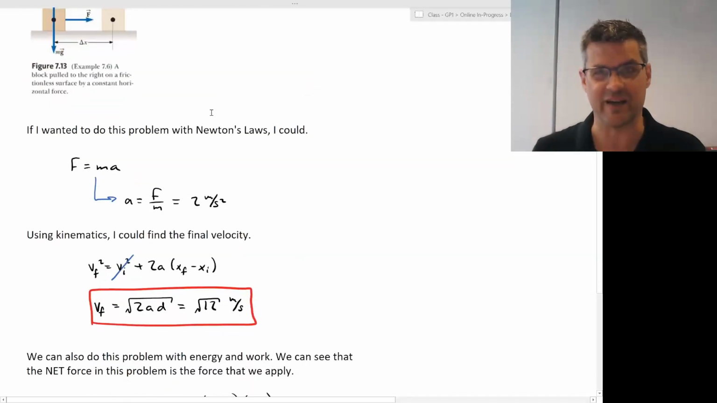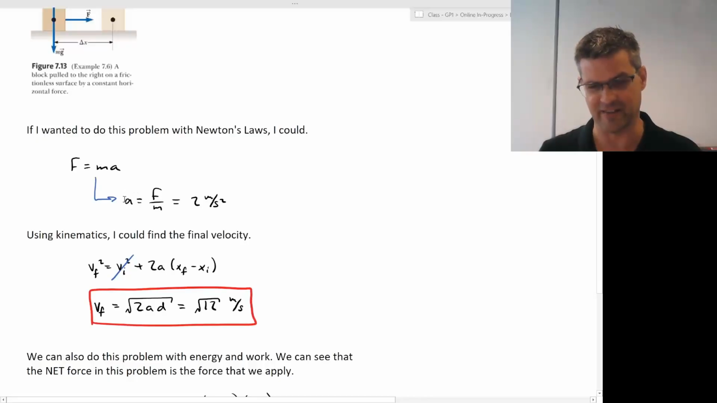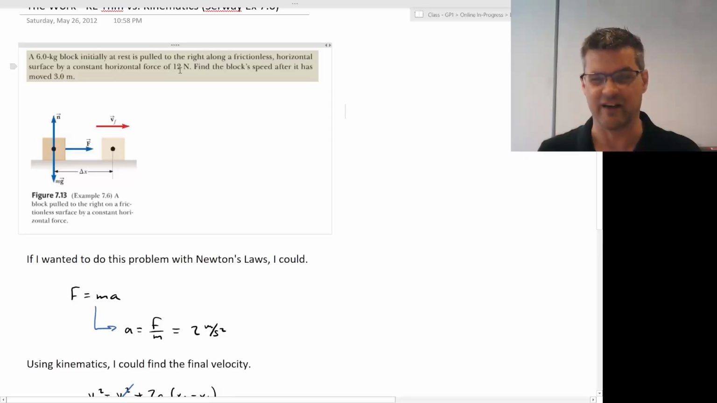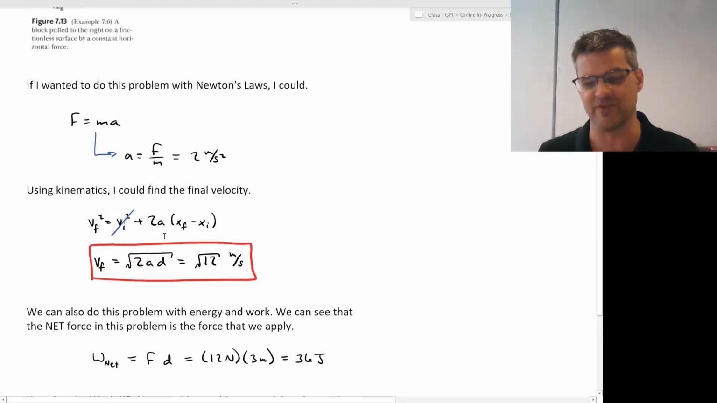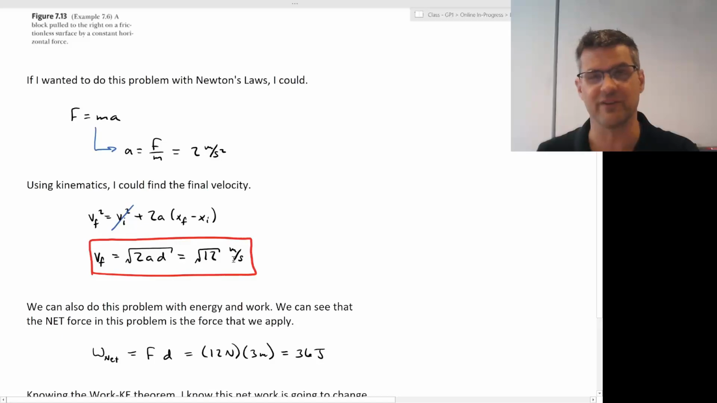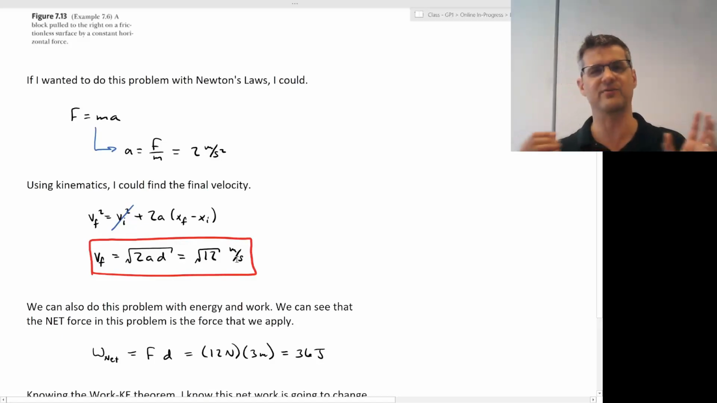What I have just described in words: we would use Newton's laws to find that the acceleration, F over m, is 12 newtons divided by 6 kilograms, which is 2 meters per second squared. I would use that acceleration in kinematic equation number 4, and I find that the final velocity is the square root of 2 times the acceleration times the distance moved. It's the square root of 12 meters per second. Okay, so we could do this problem, but I had to do 2 steps.